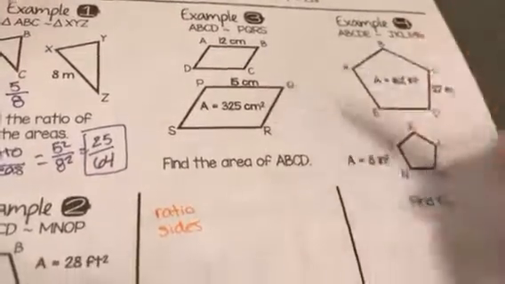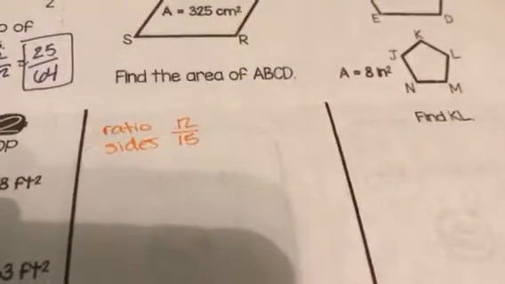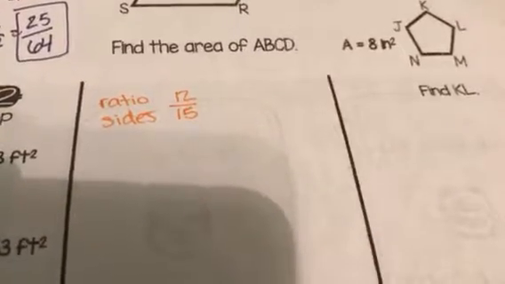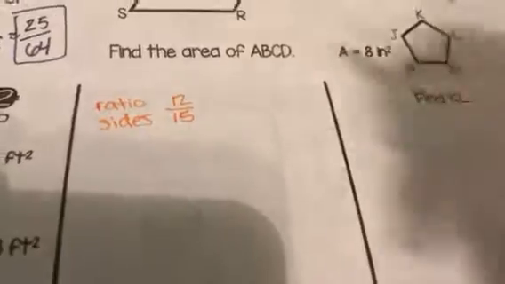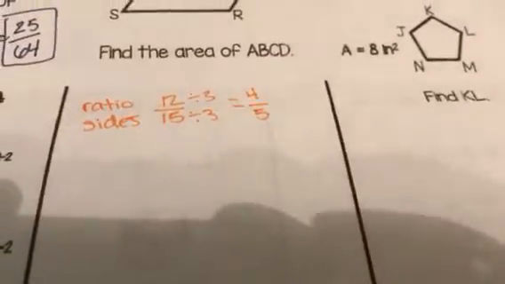Okay, so I have 12 and I have 15. So that's my ratio, 12 to 15. Make sure, can it be reduced? What goes into both numbers? That's right, 3. So you will have 4 over 5. That's going to be my ratio of sides.